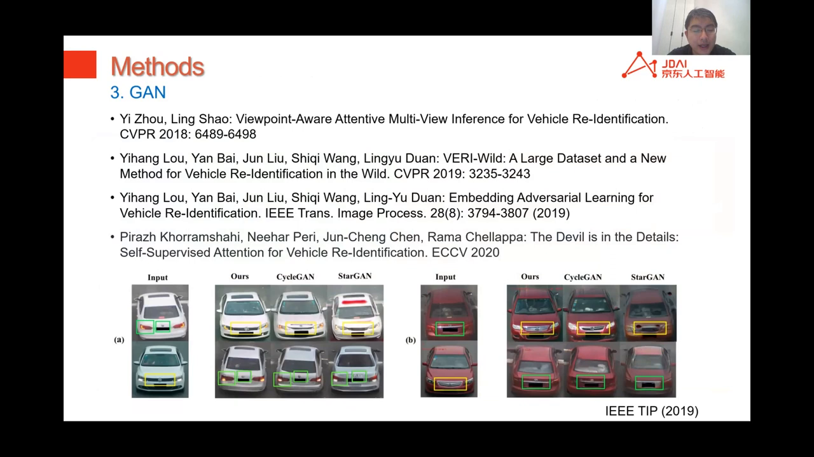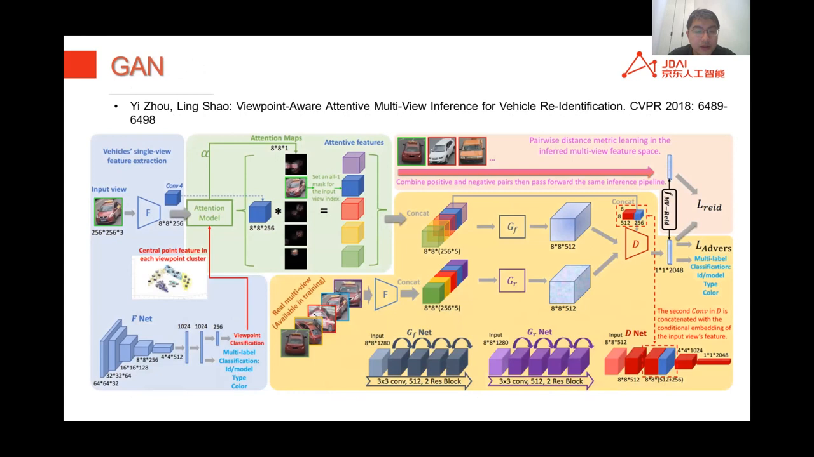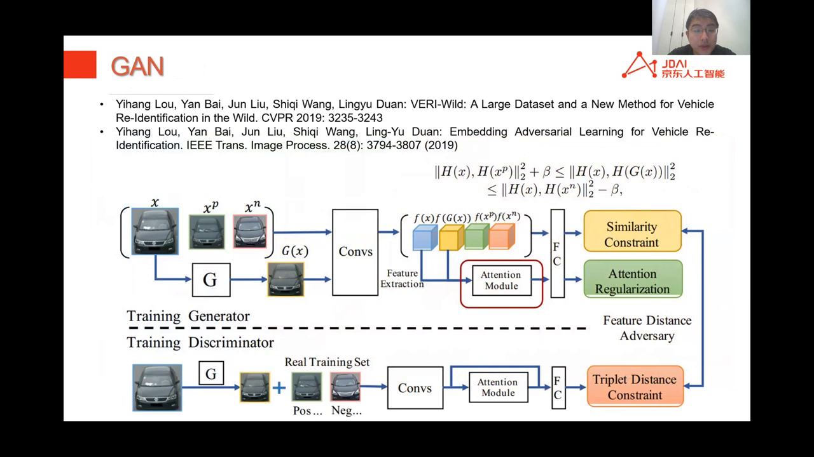Next, I will introduce the methods of using GAN to solve the multi-view vehicle identification problem. Here are four papers. The first paper uses GAN to generate the discriminating features for each viewpoint. Similar to using GAN, this paper uses the generator to generate hard negative samples with similarity constraints and attention regularization, while the discriminator tries to discriminate. The generator and discriminator are alternately optimized. They use the generated hard negative samples as well as training samples to train a more discriminative embedding model.